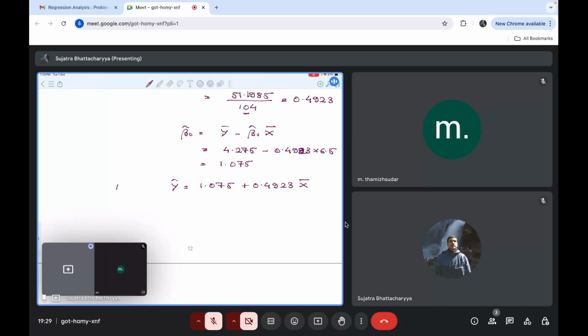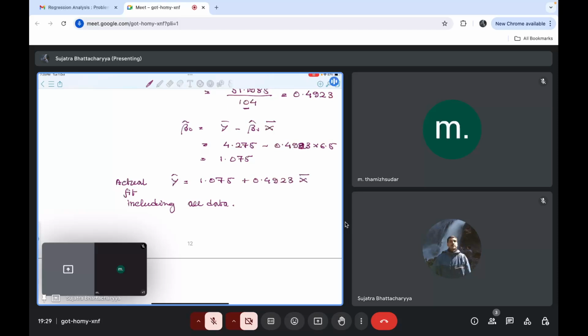This is the actual fit including all data, right? Okay, fine. Let us do this first because this is required. When it is required, you will see.